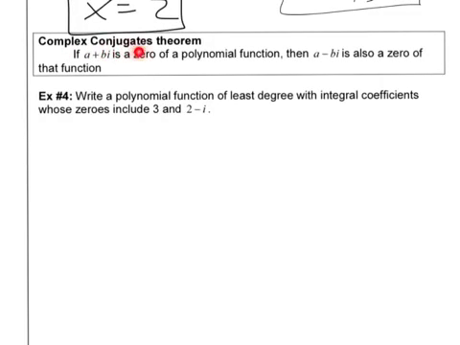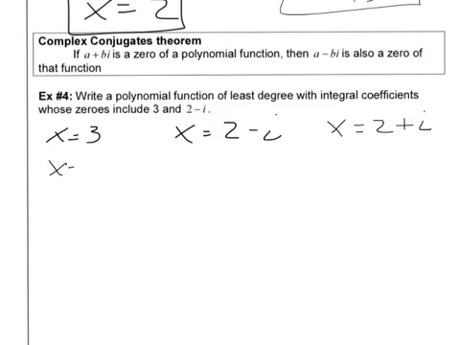Now let's talk about the complex conjugates theorem. This just says that if you have a complex solution like a plus bi, then its conjugate, a minus bi, is also a 0. Okay? So, in example number 4, they tell us two of the zeros. It says, write a polynomial function of least degree with integral coefficients whose zeros include 3 and 2 minus i. So we know that one of the zeros is when x equals 3, one is when x equals 2 minus i. And according to this theorem, another one of the zeros is when x equals 2 plus i, because that's the conjugate. All right, now we have 3 zeros, we can begin to write a function.